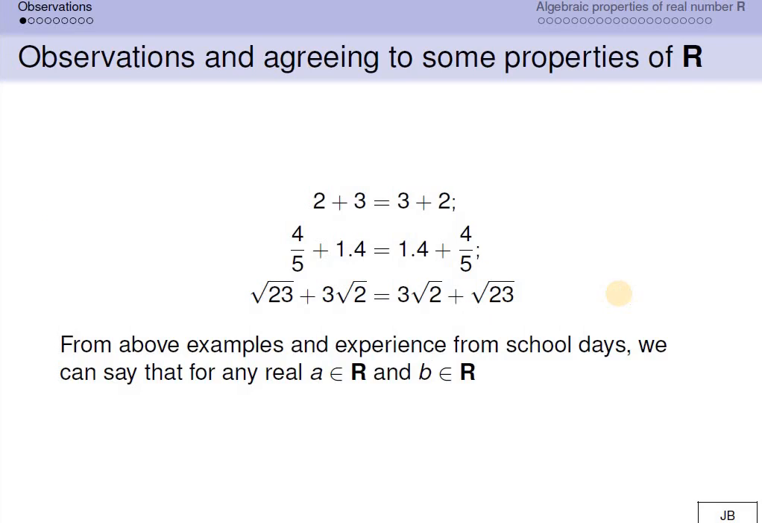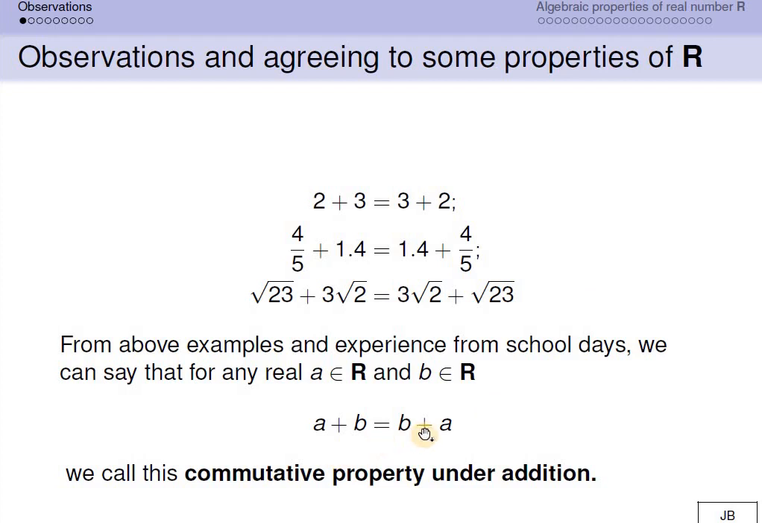You see that whenever you add two numbers and you change the order of the numbers, the answer remains the same. 2 plus 3 is equal to 3 plus 2. From these examples and our experience from school days, we can see that for any real numbers a belongs to R and b belongs to R, we have a plus b equal to b plus a. We will take this property as a fact of real numbers.